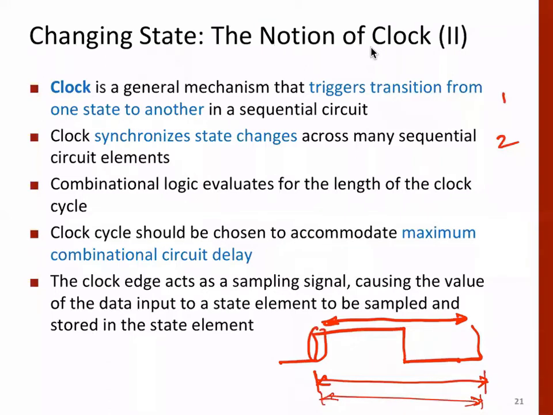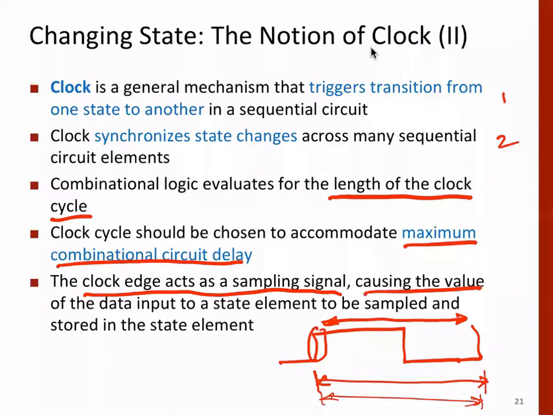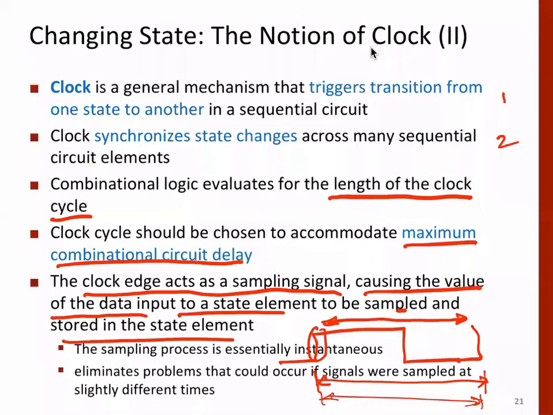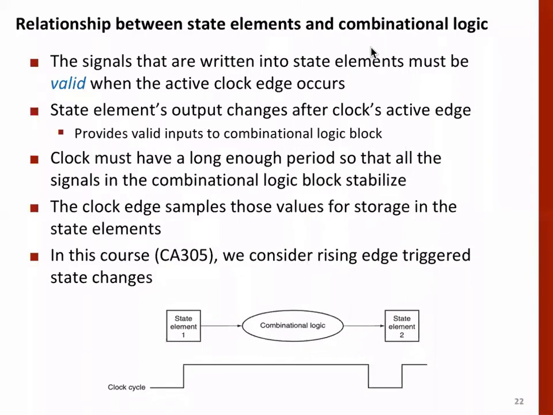So this point says that combinational logic evaluates within the length of the clock. This means that within the clock cycle, the combinational circuit which is attached to a sequential circuit must finish its job. The next point is the same: the period must accommodate the maximum combinational circuit delay. And the last point is that the clock edge acts as a sampling signal, causing the value of the data input to a state to be sampled and stored in the state, right? So at the leading edge, whatever is the input, that is taken as the actual input available, right?